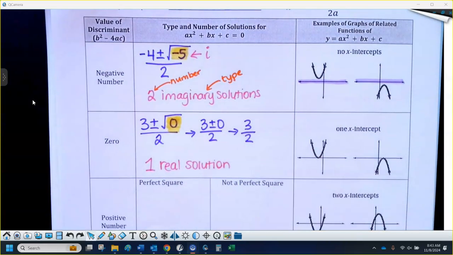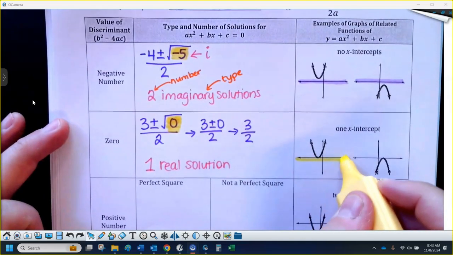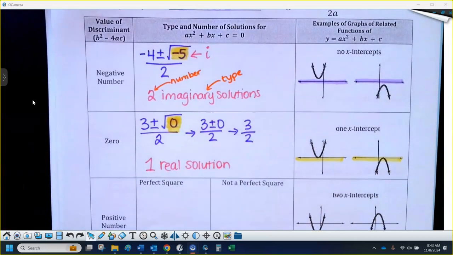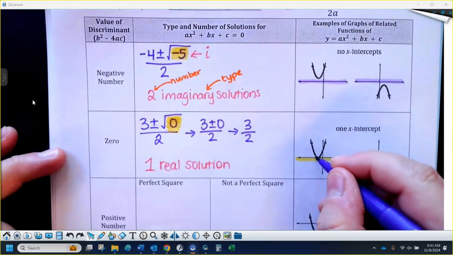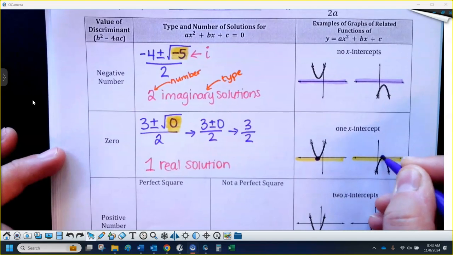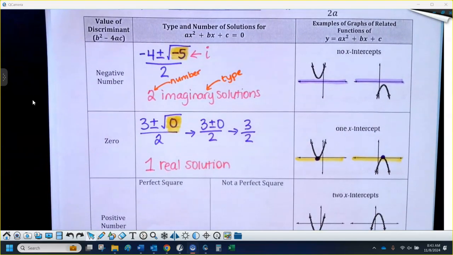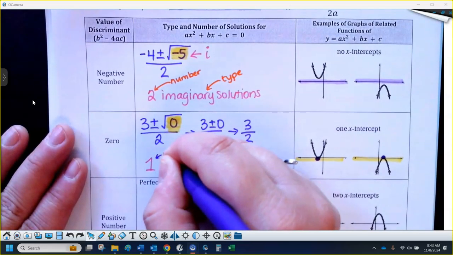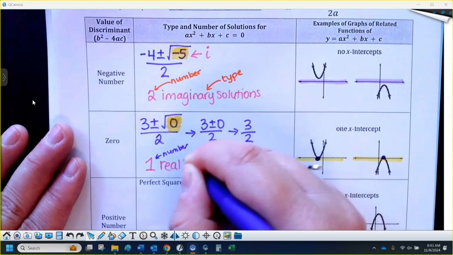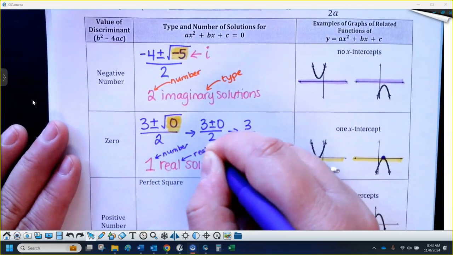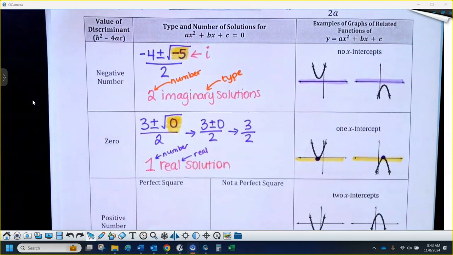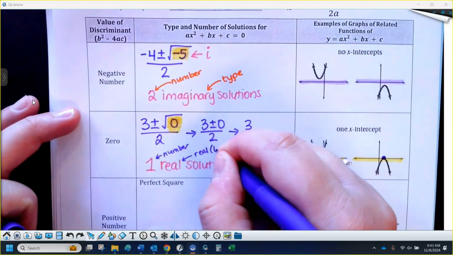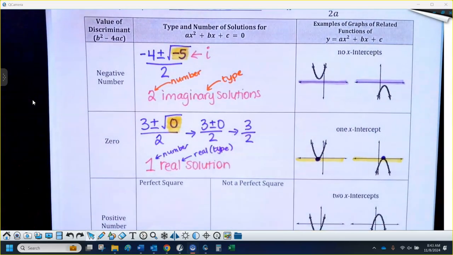And then visually, we saw one of these as an example yesterday, but this is a situation where just your vertex touches the x-axis. That's the situation where you would have one solution, and you could physically see that on a graph. So the number of solutions is 1, and the type here would be real. I don't know why I just wrote real again, but that is the type.